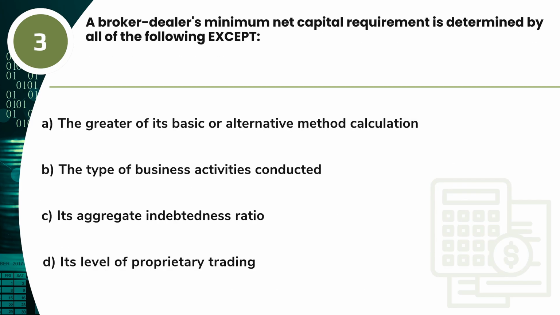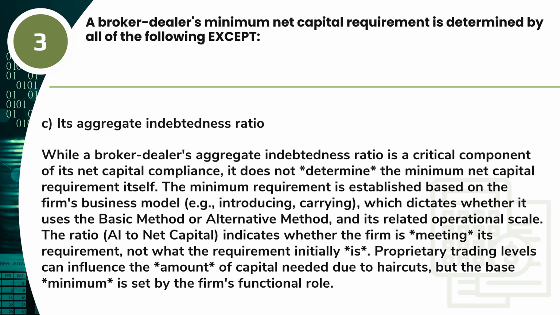Question 3. A broker-dealer's minimum net capital requirement is determined by all of the following except: A. The greater of its basic or alternative method calculation. B. The type of business activities conducted. C. Its aggregate indebtedness ratio. D. Its level of proprietary trading. Answer: C. Its aggregate indebtedness ratio.